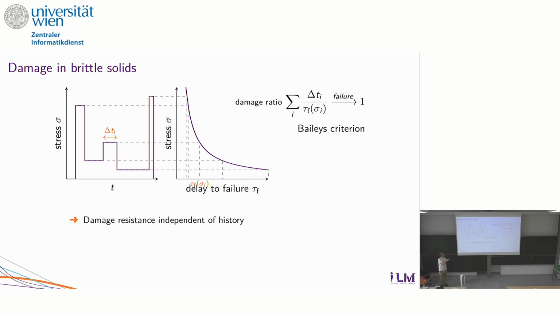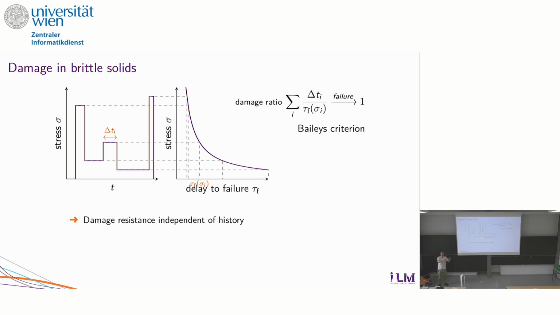And if you sum up those ratios like that, and it goes to 1, then you get failure, right? I spent half of the lifetime of the sample of my colleague. So when she measured the next day, this will break in half of the time it would have needed to break, right? And that tells us that the damage resistance is actually independent of history.